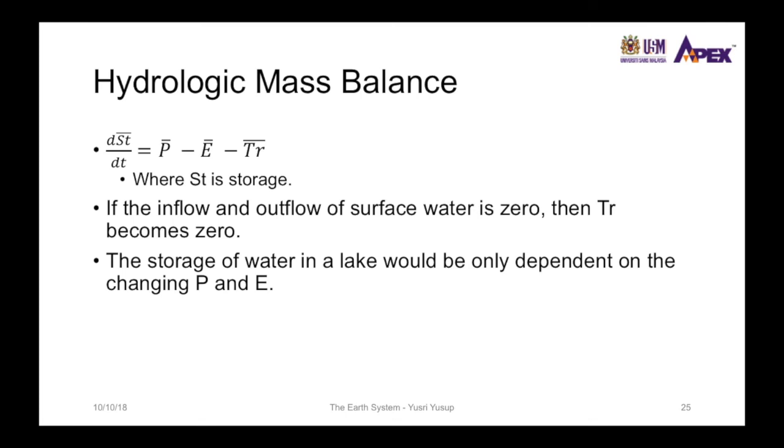But if we look at a lake or a basin of water that does not have an inflow or outflow of surface water, then the horizontal transport would be 0, which simplifies the equation to dST over dt equals precipitation minus evaporation, which implies that the storage of water in this lake or in the basin would only be dependent on the changing precipitation and evaporation.